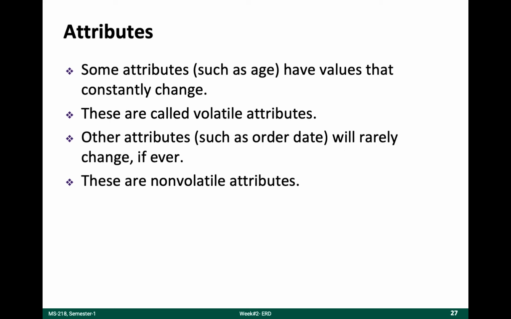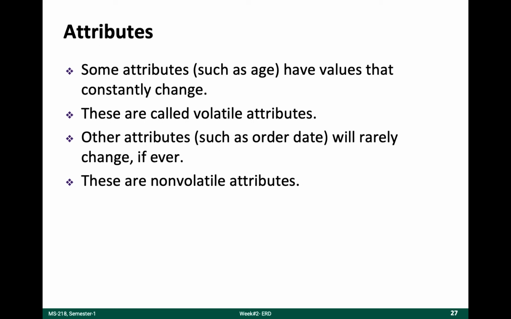Similarly, for transactions, your order ID wouldn't be changed, hopefully. Even if you cancel your order, that particular order ID would never be issued to some other customer. So these attributes are non-volatile. Volatile means changing with time. And in database design, we try to ignore, or we don't want to use, volatile attributes.